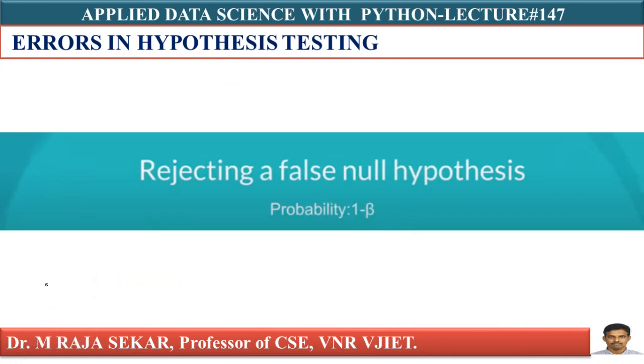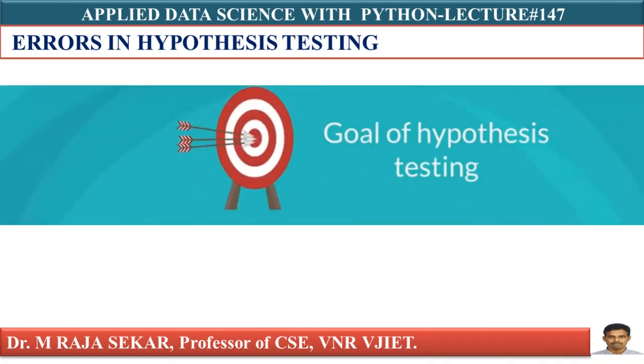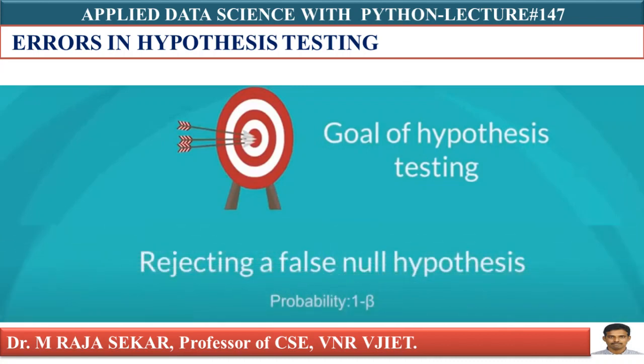This is the researcher's goal, to reject a false null hypothesis. You must understand that this is the goal of the research. Therefore, 1 minus beta is called the power of the test. Generally, researchers increase the power of a test by increasing the sample size.